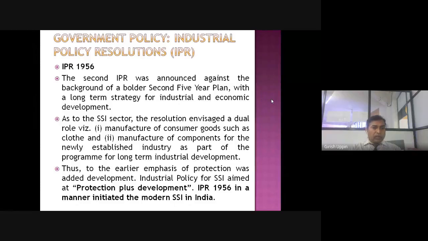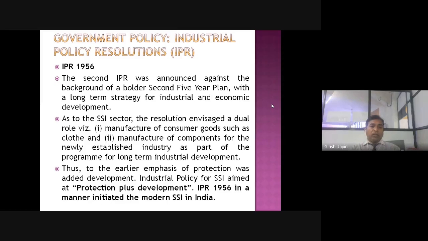As to the small scale industry sector, the resolution envisaged a dual role: manufacture of consumer goods such as cloth, that is one aspect, and manufacture of components for the newly established industry as part of the program for long-term industrial development. So the first part was producing consumer goods such as cloth and other equipment, and the second was manufacturing components for other industries, which we call ancillary units. Creating more ancillary units will help the other industries, so that in the long term India can achieve greater industrial development.